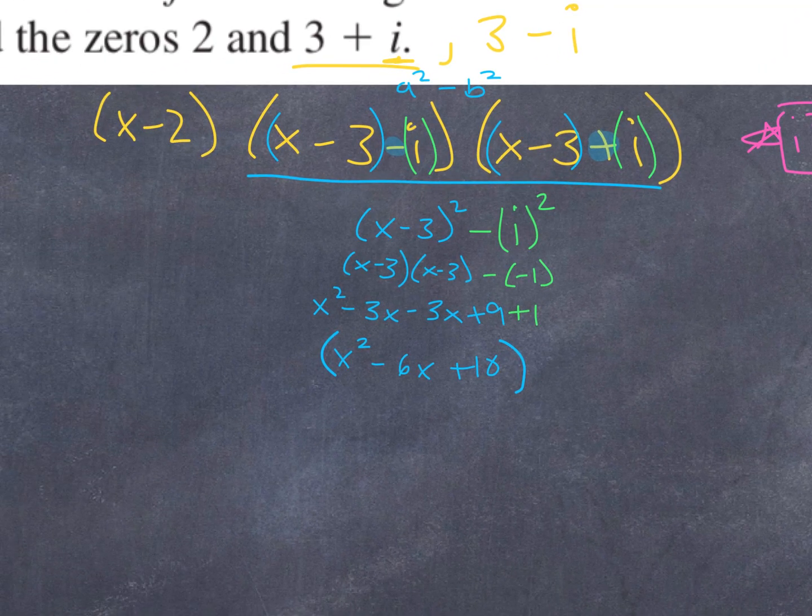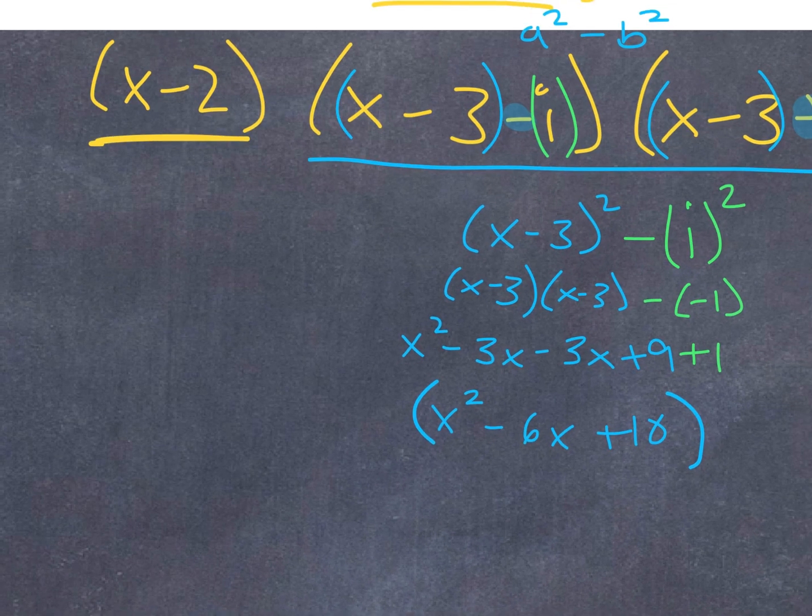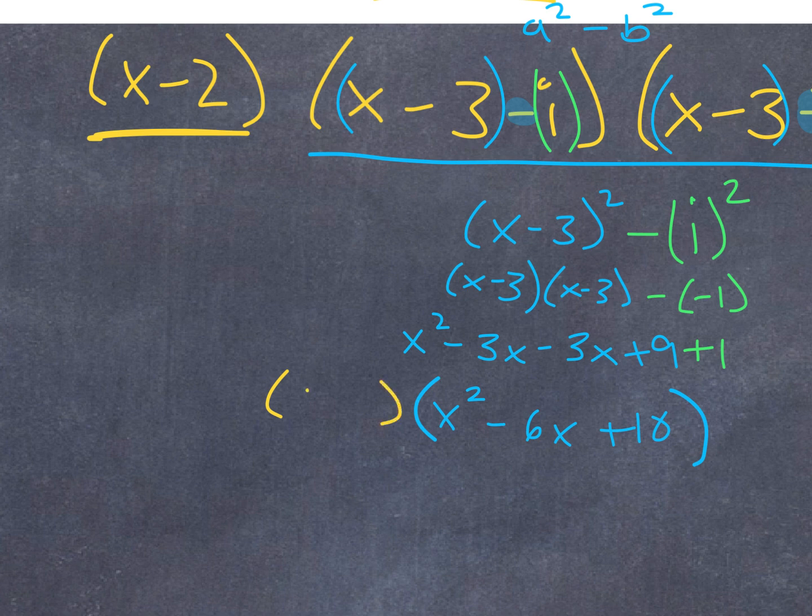All right, so we only FOILed the second two together. We did our conjugate shortcut. We multiplied those two. Now we still have to multiply the first one to it too. So we're going to multiply x minus 2.